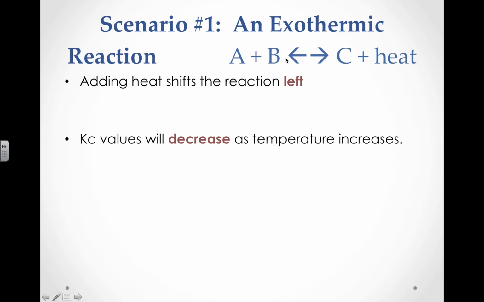Okay, so scenario number 1, an exothermic reaction. So we have A plus B yields C and heat. So if we add heat, if we raise the temperature, we're going to shift that reaction to the left, which means we'll produce more reactant. Well, if we think about our equilibrium expression where we have product over reactant, we're making our denominator larger and larger, which means our values will decrease.